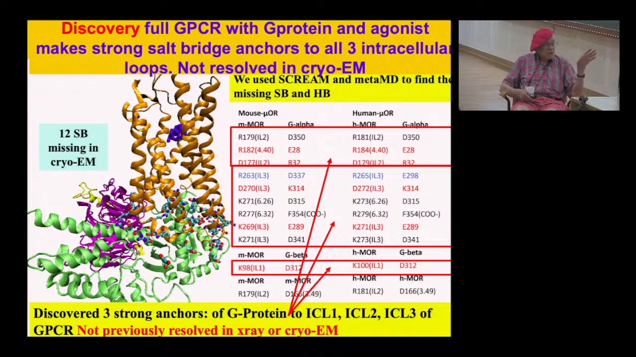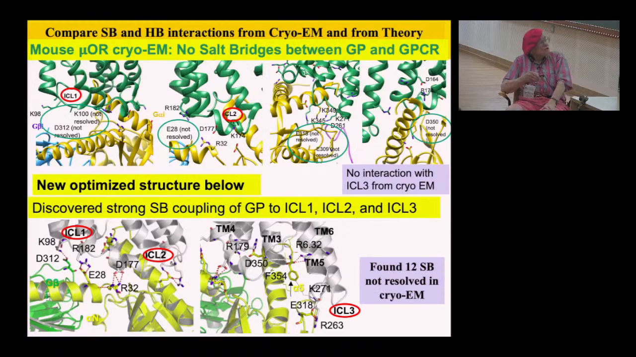What we did in our calculations was use the backbone from the cryo-EM, do all the optimization with metadynamics to find where all the salt bridges were, and then let the system go. We actually got slightly better resolution than the X-ray structure to the experiment. This compares the two. This is the structure from the cryo-EM, and this is the structure where we add everything. You can really see all these salt bridges that couple intracellular loops 1, 2, and 3.